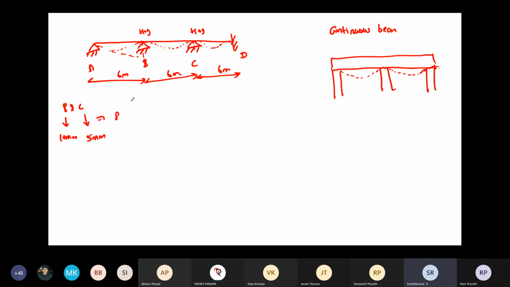And then D rotates anti-clockwise by 0.1 radian. Okay. So anti-clockwise rotation, we are having 0.1 radian, and we are having the deflection. Displace or sinking: B is sinking by 10 mm, 6 by 10 mm, C is 6 by 5 mm.